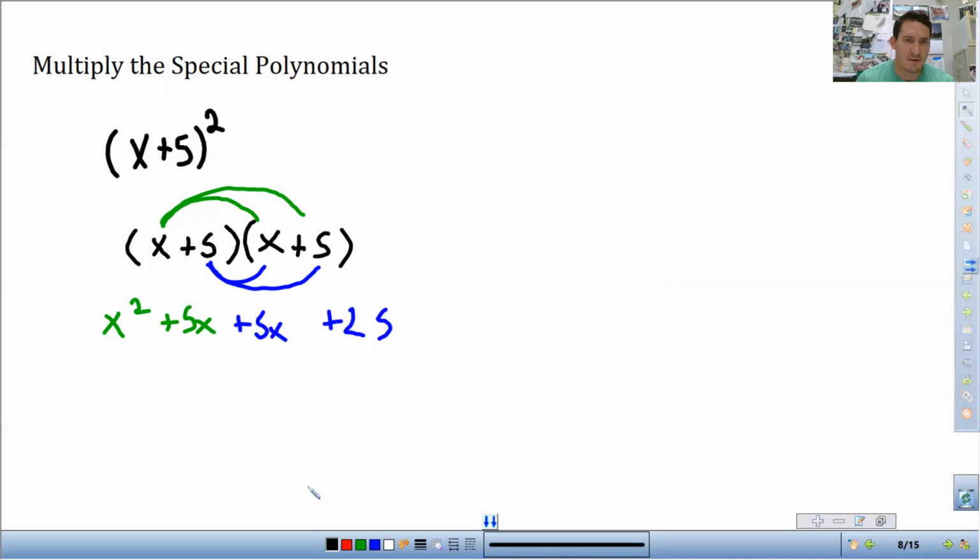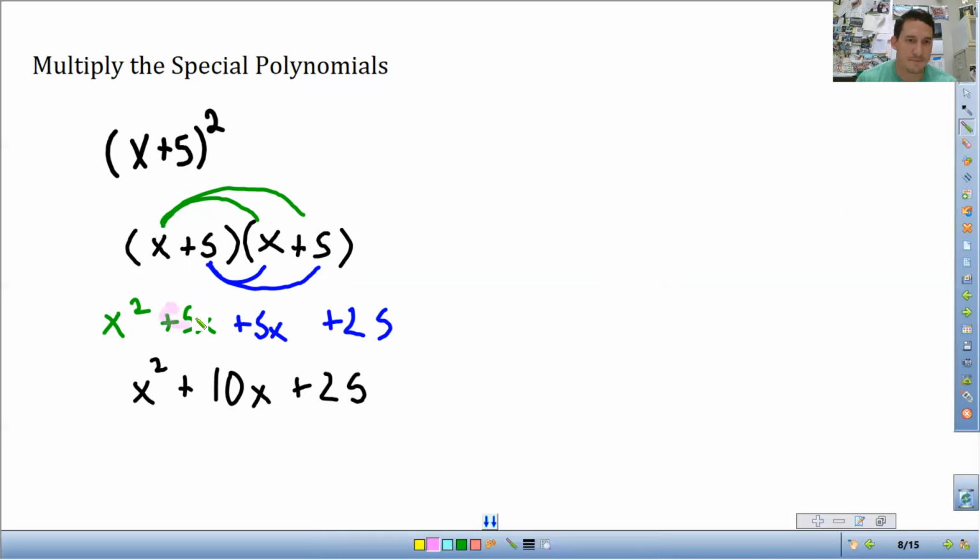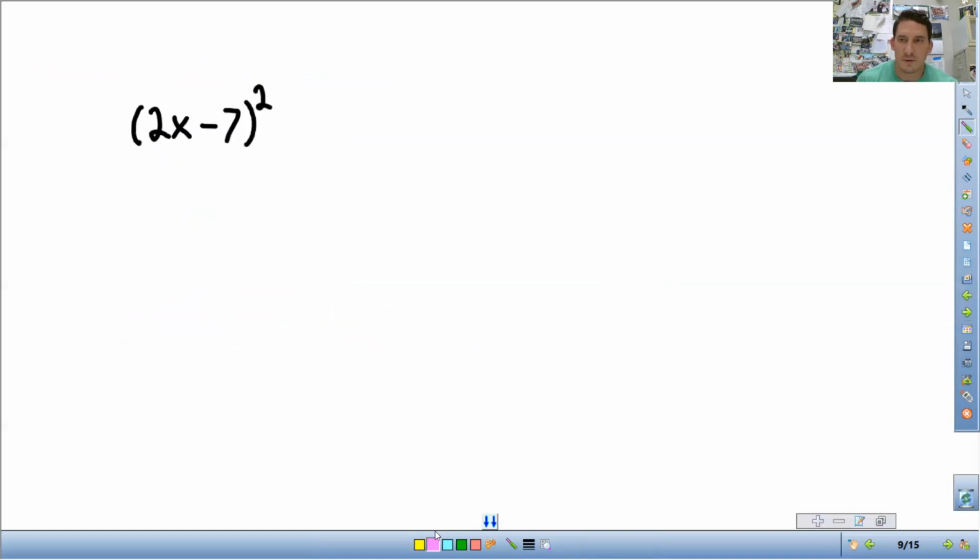Combine like terms in the middle. So 5x plus 5x is 10x in the middle. So I get x squared plus 10x plus 25. I'm going to highlight that so it stands out a little bit better. Combine those to get the 10x in the middle. All right, so let's do one more of those.